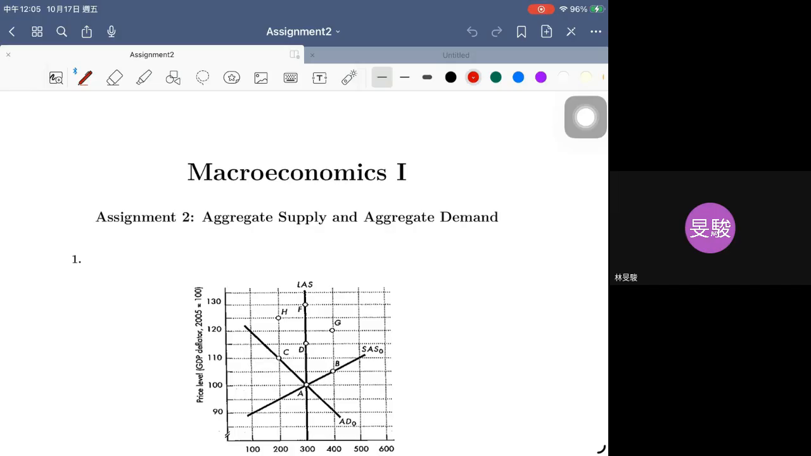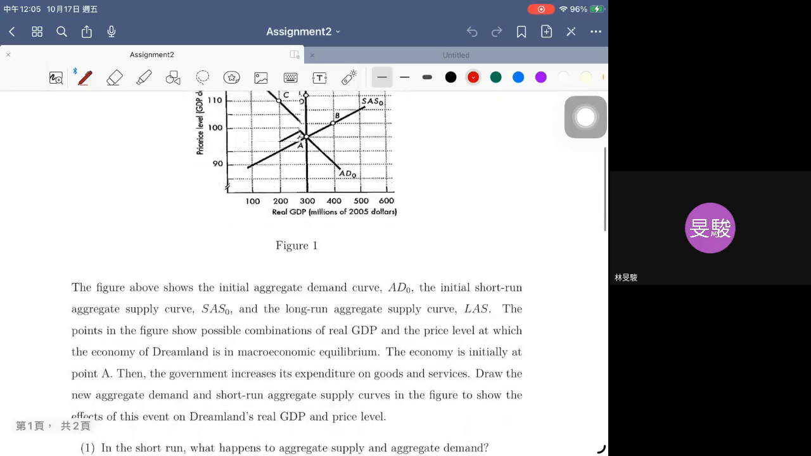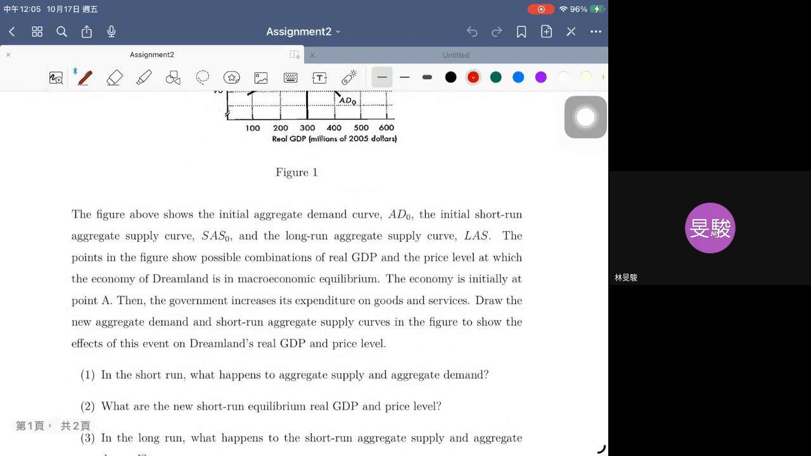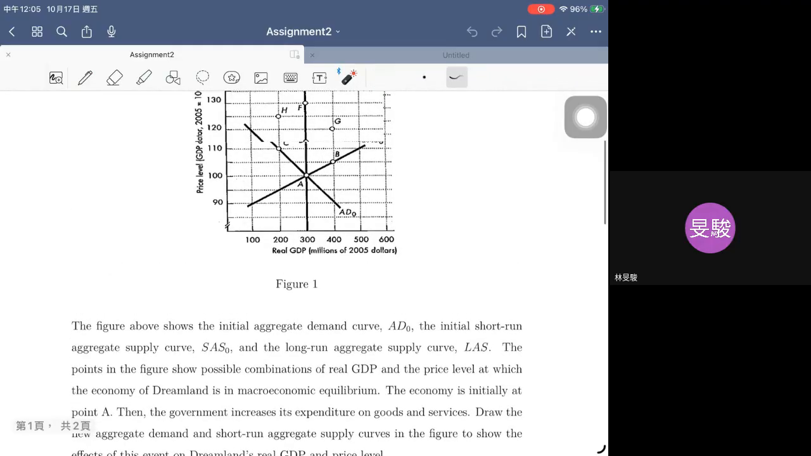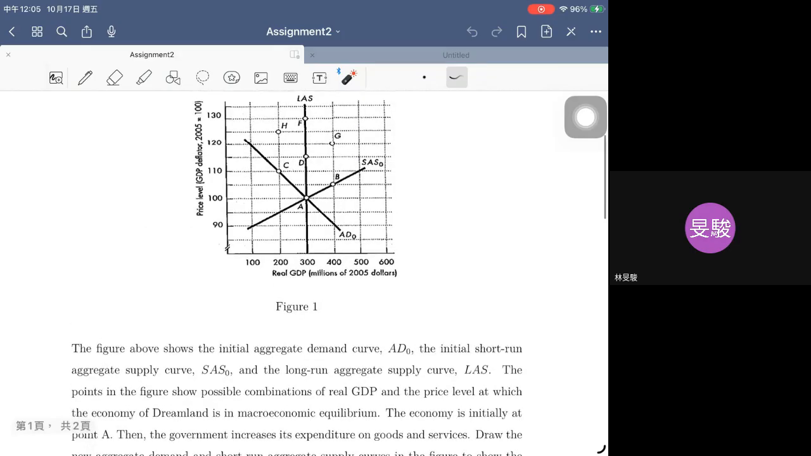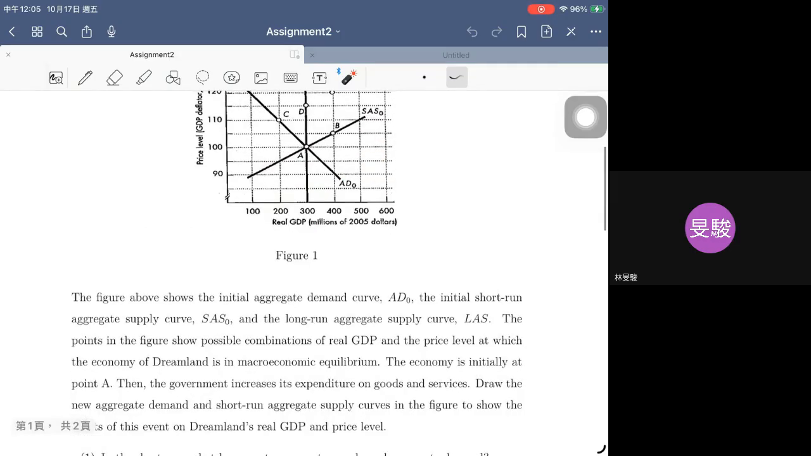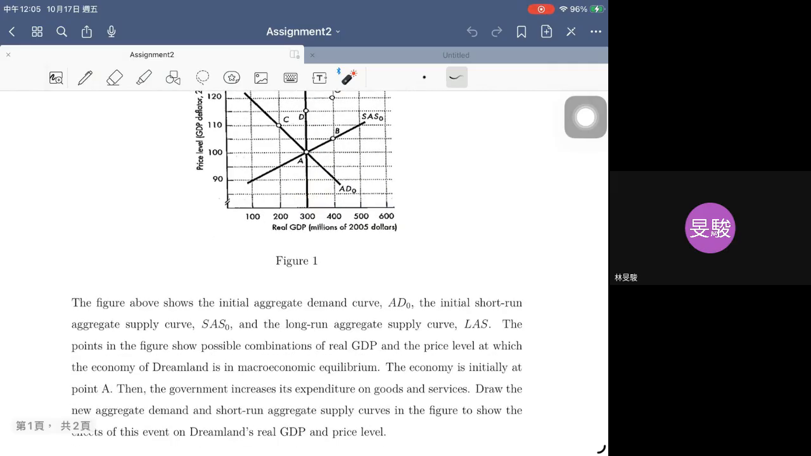So okay, let's begin. Let's look at question one. The figure above shows the initial aggregate demand curve AD0, the initial SAS curve, and the long run aggregate supply curve LS. This is the initial condition.